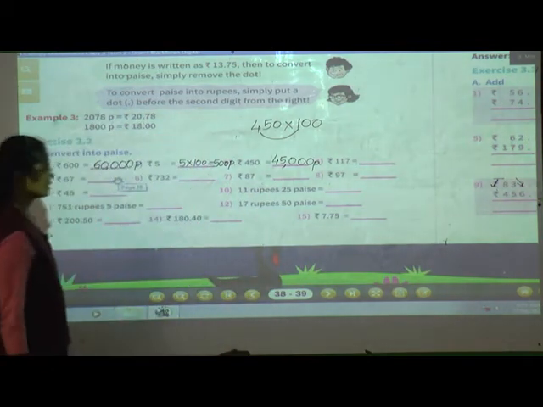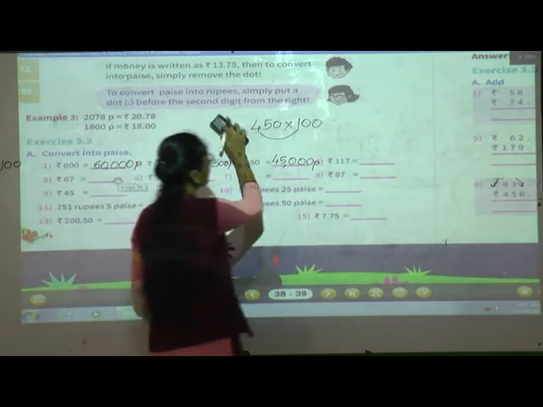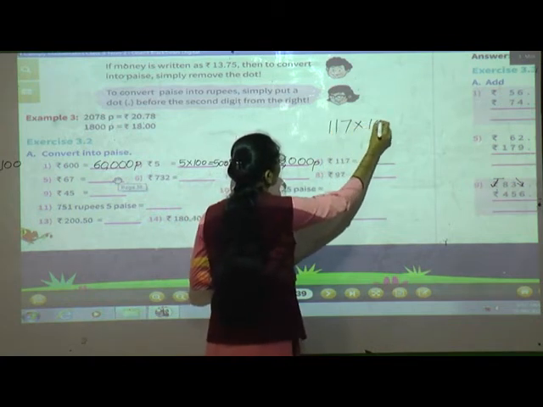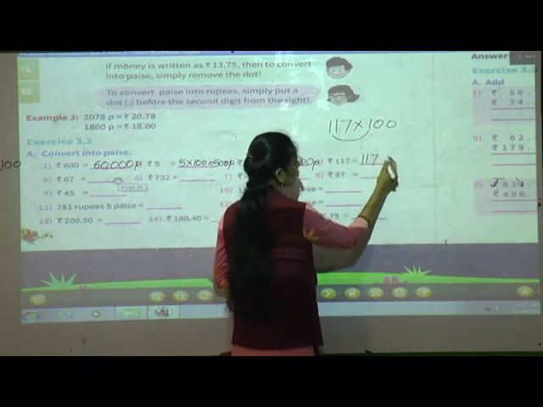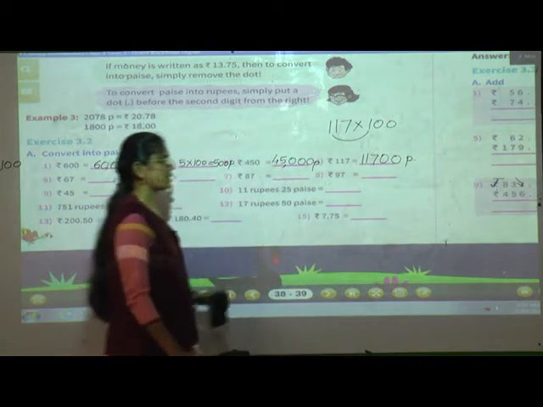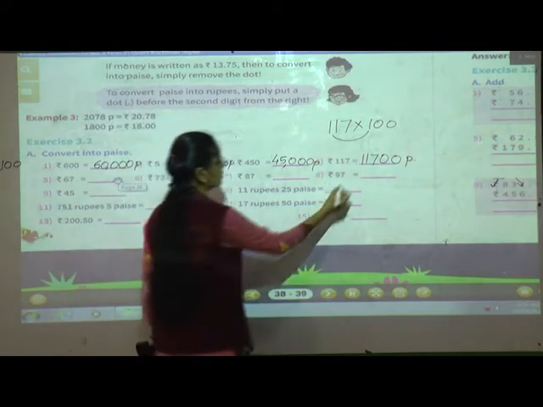Okay. Next, rupees 117. What will you do? You will multiply it by 100 only. So 117 into 100. Just multiply by 117, so give 2 zeros. Then you have to write the symbol for paise. So rupees 117 is equal to 11,700 paise.